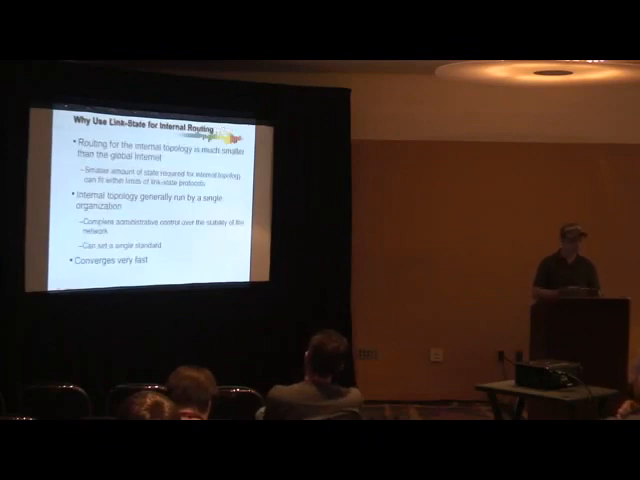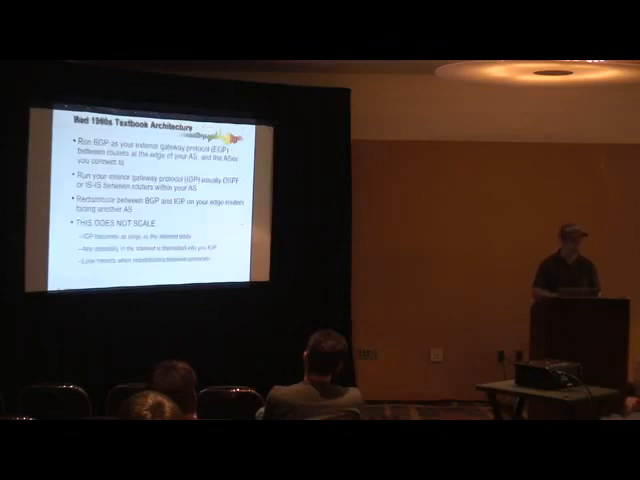For internal topologies, they tend to be much smaller, and the smaller amount of state required for an internal topology can easily fit within the limits of a link state protocol. The internal topology is generally run by a single organization who has control over the stability of that network and can set standards across that network, and it converges very fast.